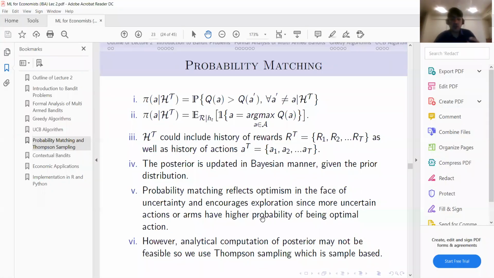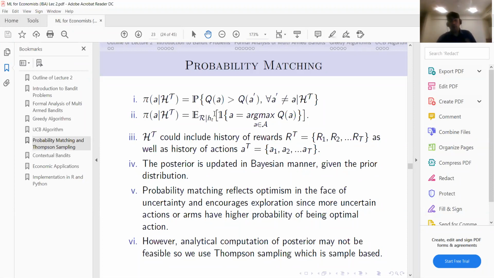And again, this is also trying to encourage exploration and optimism in the face of uncertainty, because more uncertain actions or arms will have a higher probability of being the optimal action, because there's a lot of probability mass, due to the uncertainty, associated with very high average reward values as well. So this probability that action A is the best action will be very high for those actions which you haven't explored a lot so far. So again, just like the UCB algorithm, this is also encouraging exploration.